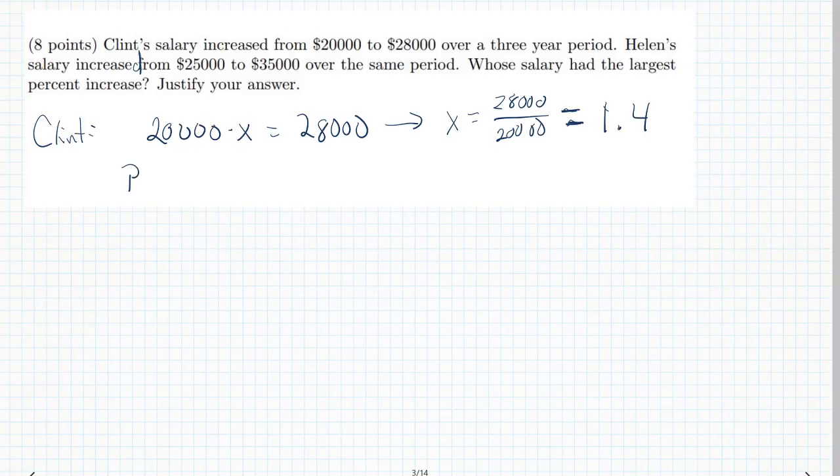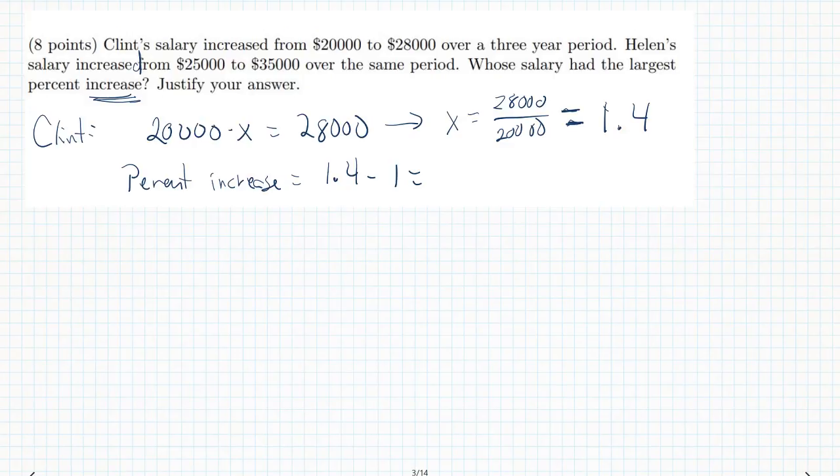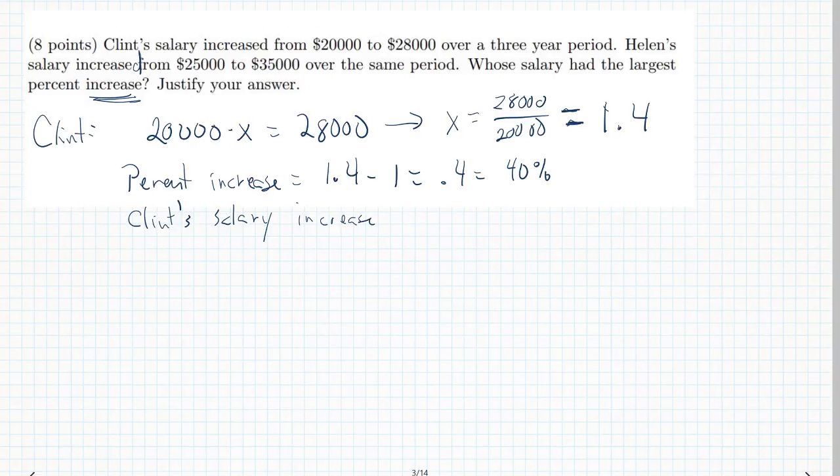So in terms of the percent increase, notice we're above 100%. And that makes sense because we've increased. We should be above 100%. But we were looking for percent increase. So that would be 1.4, and then we take away 1. Why are we taking away 1? You can think of 1.4 as 140%. And when we take away 1, we're taking away the 100% because 100% just indicates the original amount. So this leaves us with 0.4. And so that means 40%. So when we look at Clint's salary, it increased by 40%.